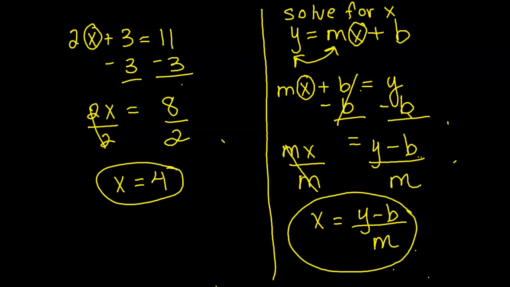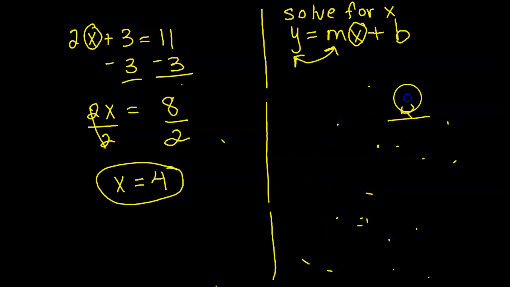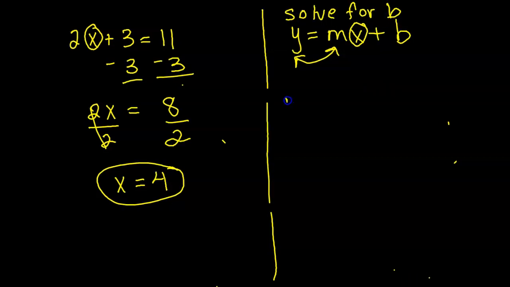All right, let's look at what would happen if I decided to not solve for x, but maybe solve for b. Okay, I'm going to erase all this and show you the difference. So in this case, instead of solving for x, I want to solve for b. I'm going to rewrite this now as mx plus b is equal to y.